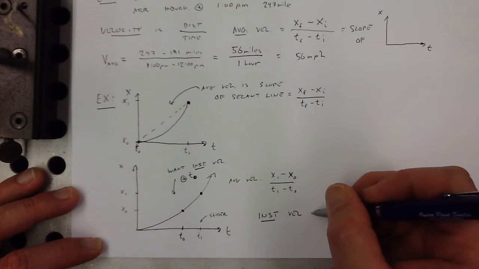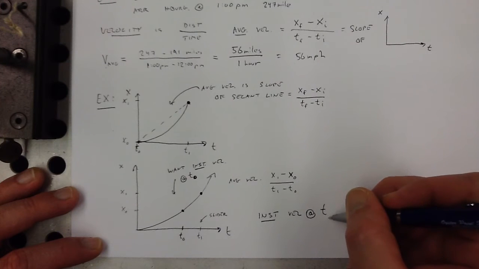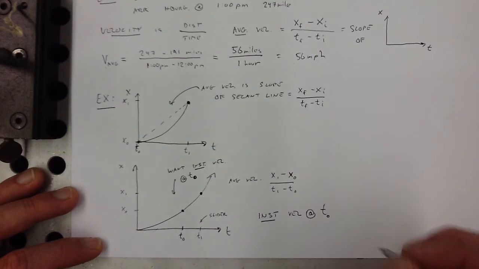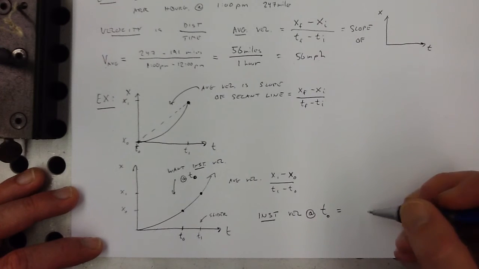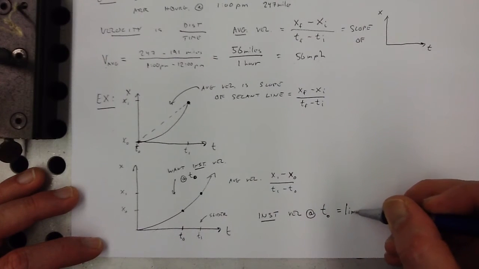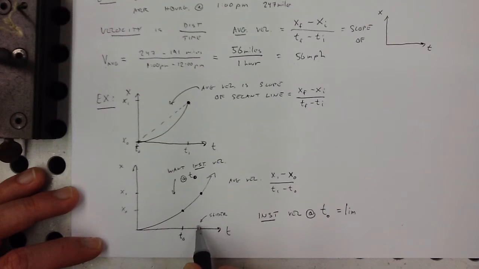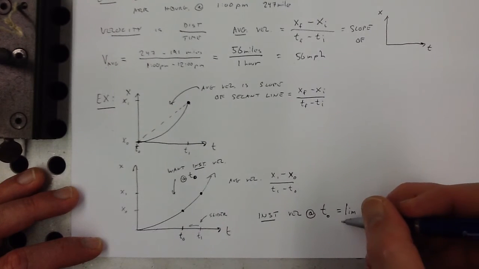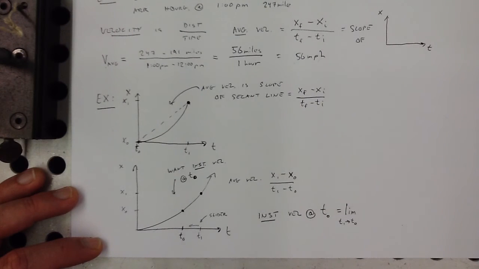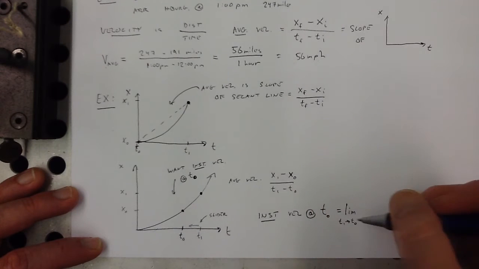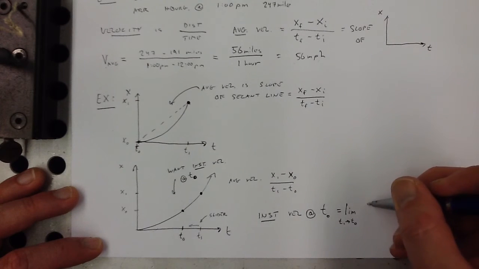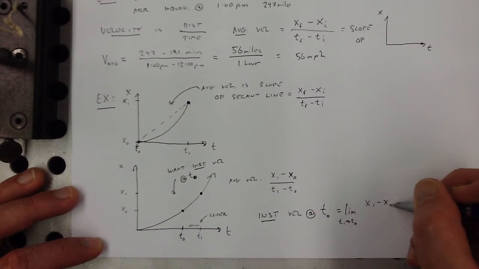that the instantaneous velocity at t sub 0 is equal to the limit as, now what are we doing here? We're letting this t1 get closer and closer to t0. T1 is sliding closer and closer to t0, so t1 is approaching t0. And what are we taking the limit of? We're just taking the limit of the slope, x1 minus x0 over t1 minus t0.